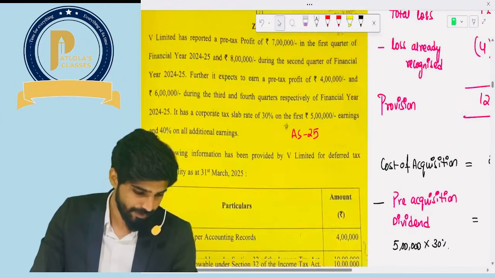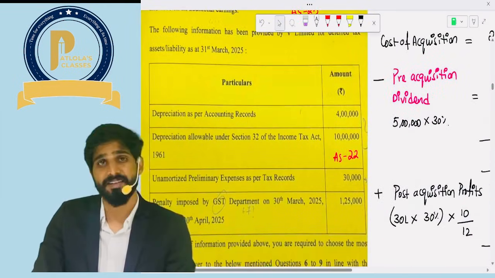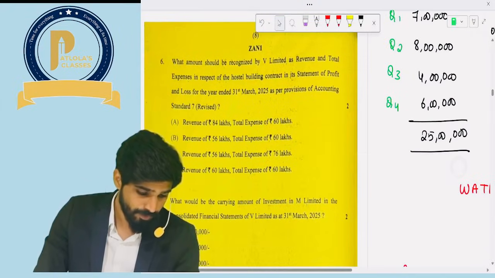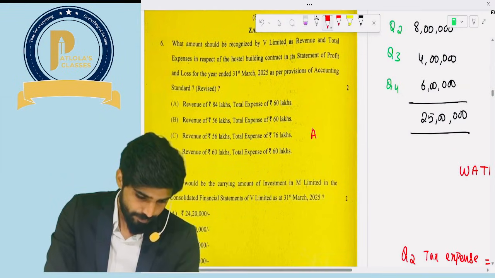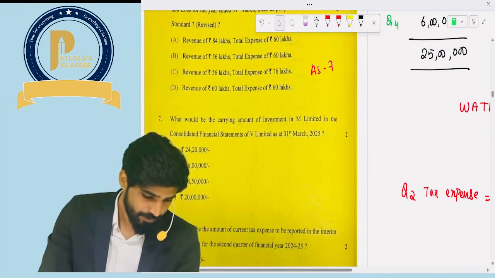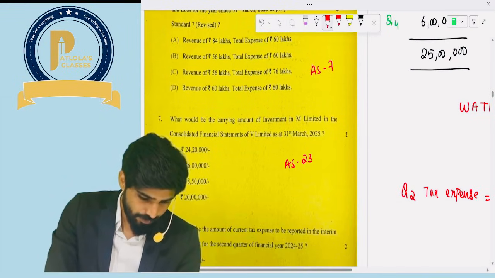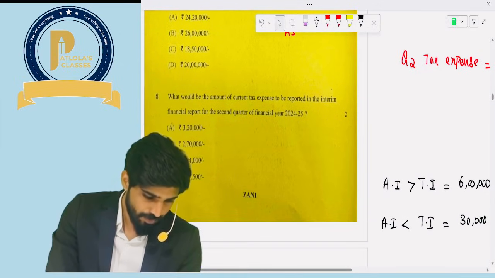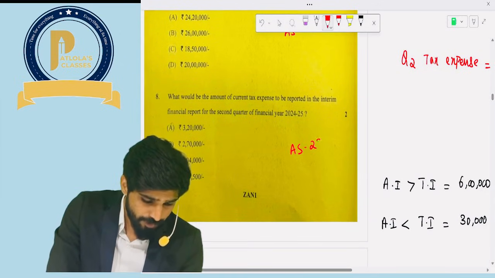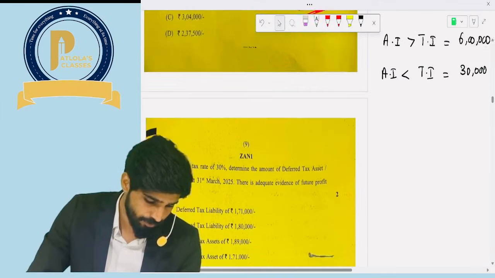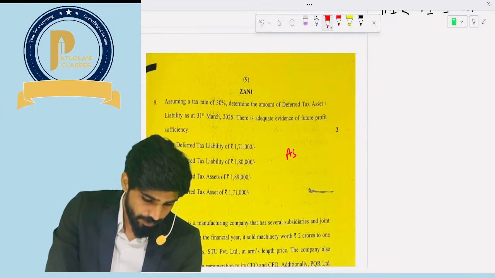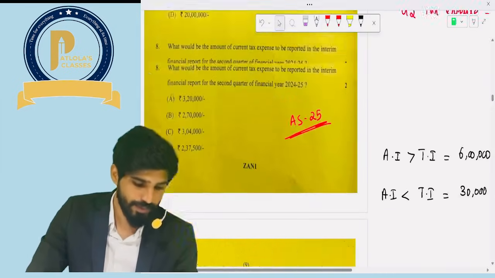So let us quickly understand what they're asking. Let us quickly read what the questions are. They are asking the first question on AS7. This is a question on AS7. This is a question on AS23. This is a question on AS25, which talks about interim financial reporting, and the last one is about AS22. Okay, let us quickly answer them.